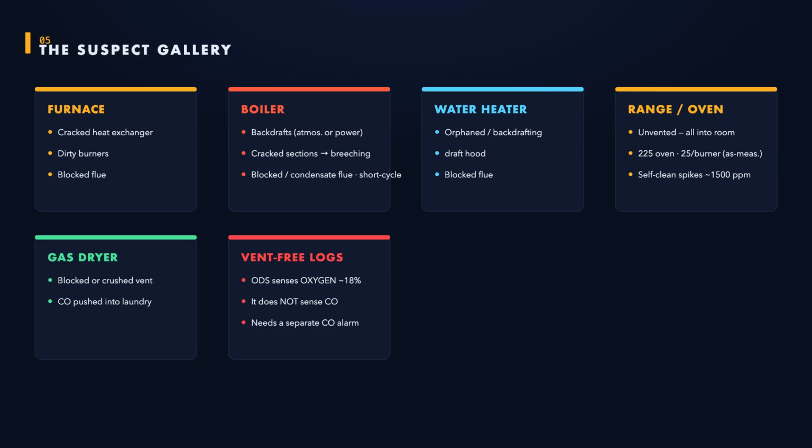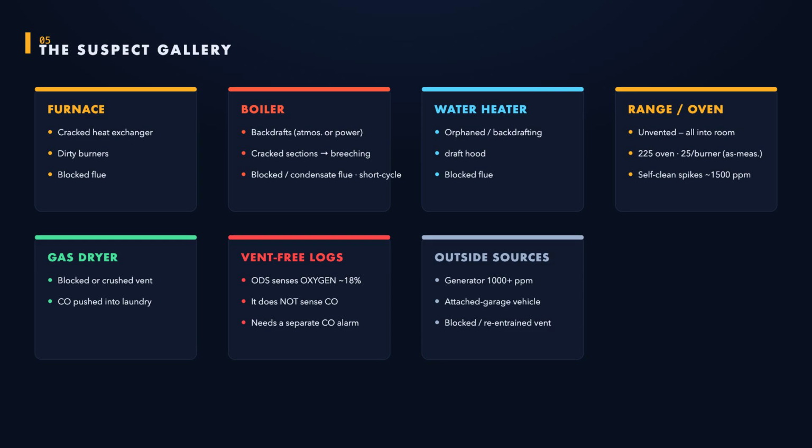The gas dryer: a blocked vent. Vent-free logs use an oxygen depletion sensor that trips near 18% oxygen. It does not sense carbon monoxide. Outside sources: a generator over 1,000, a vehicle in an attached garage, a re-entrained vent terminal.